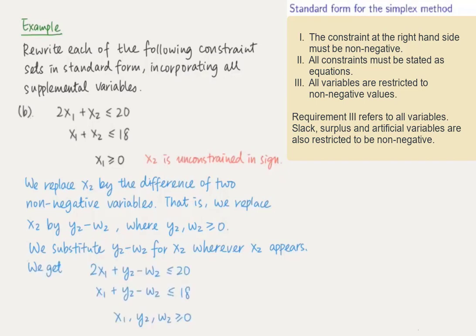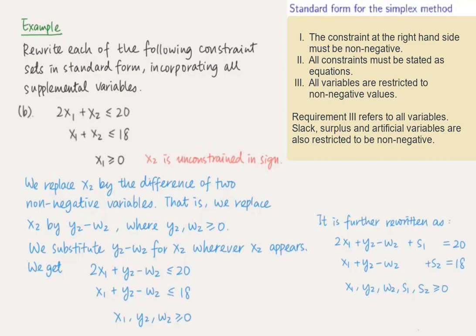In this case, we should get 2x1 plus y2 minus w2 less than or equal to 20, x1 plus y2 minus w2 less than or equal to 18, where x1, y2, and w2 are all greater than or equal to 0. We can see that all our variables in the constraints set are restricted to be non-negative values. At the moment, our constraints are not yet stated as equations. We apply the method we have discussed before.